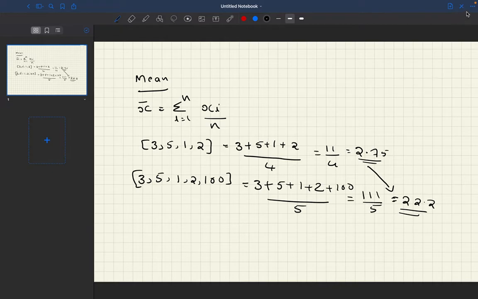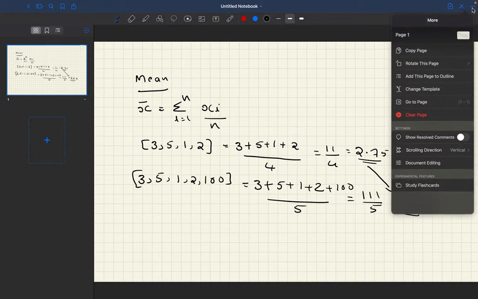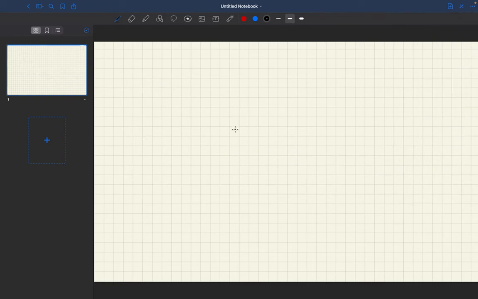Now we can discuss trimmed mean. Clear the page. So what happens in the trimmed mean? In trimmed mean, we sort the data in hand, and we drop a fixed number of values from both ends. I will show you an example.